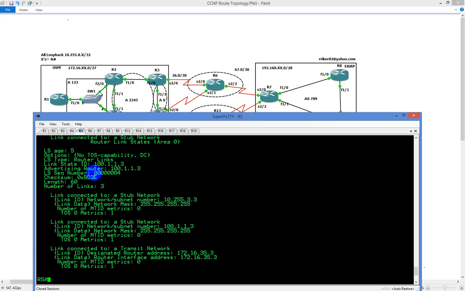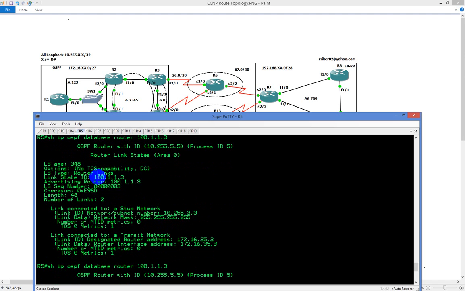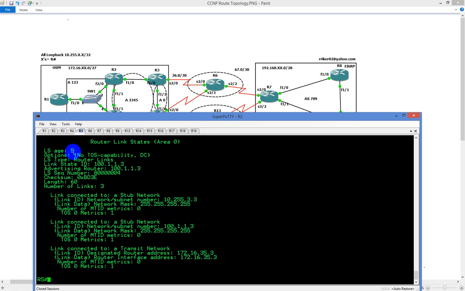Now, if you're paying attention here, let's take a look at this. This is what I was just looking at a moment ago. Notice the LSA age is 348. That's 348 seconds old. So now if we come down here to this one, this one's 5 seconds old, which means it was a brand new LSA, so the LSA age automatically restarts. The LSA will automatically be flooded in a broadcast network every 30 minutes, or every 1800 seconds.